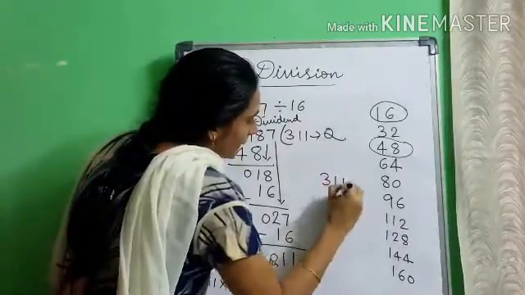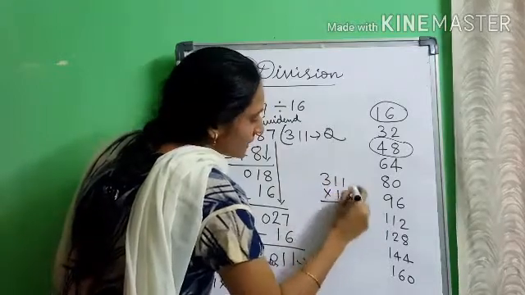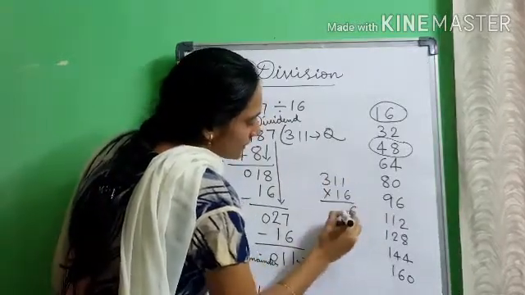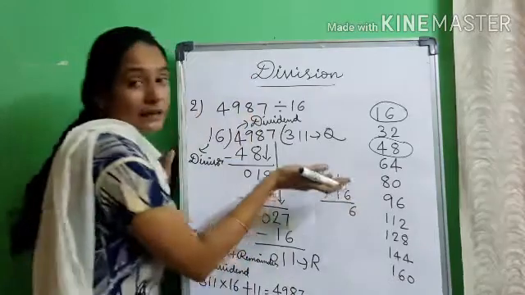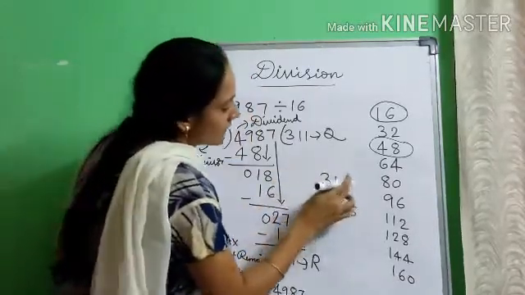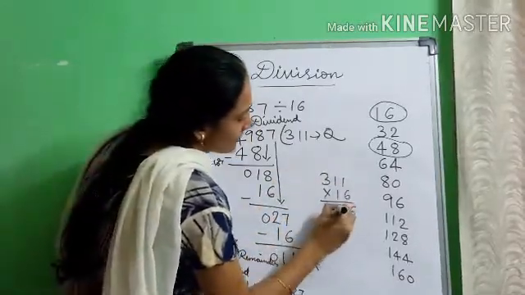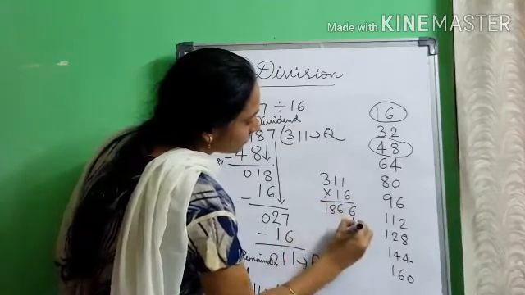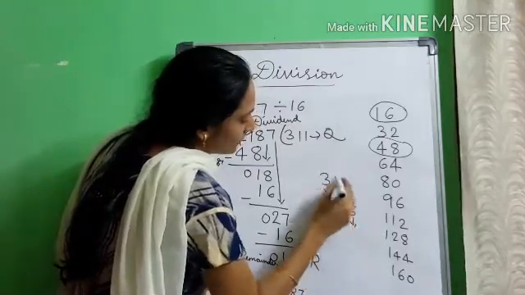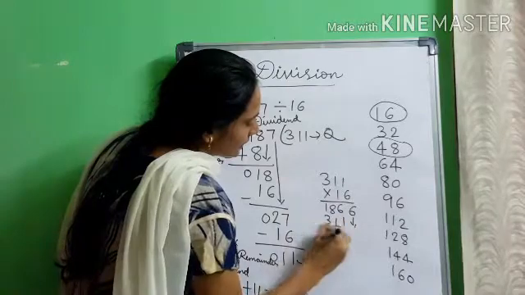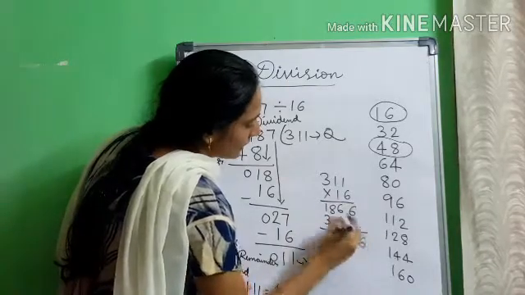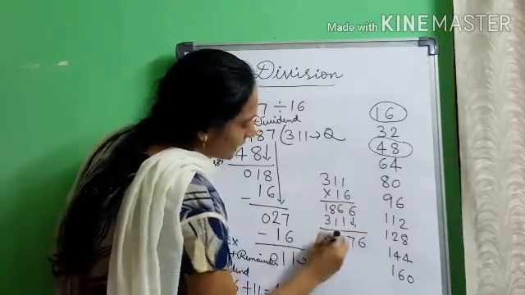311 into 16. Multiply 311 into 16. 6 1s are 6. 6 3s are 18. Again 1 1s are 1. 1 3s are 3. 6. 6 plus 1, 7. 8 plus 1, 9. 1 plus 3, 4.